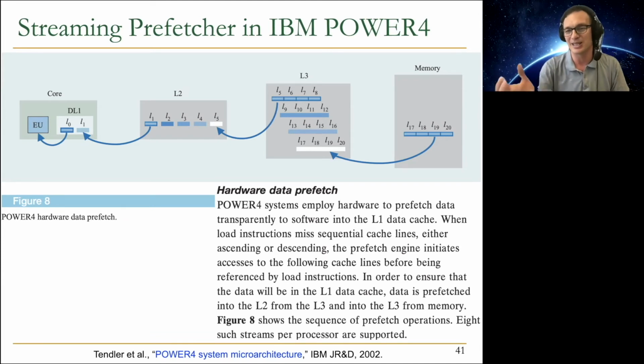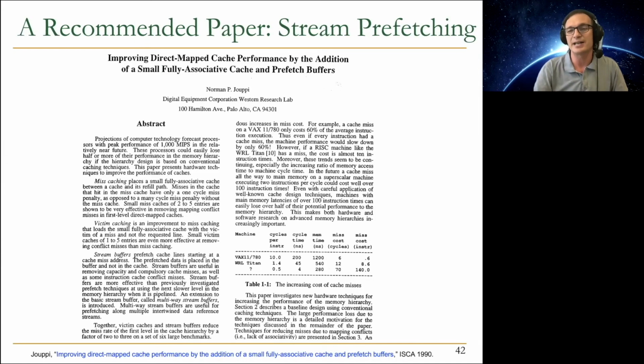And I'd recommend looking into this if you're interested. Existing Intel processors have even more sophisticated examples, but Power 4 is relatively old. Many existing processors actually have similar sophisticated prefetchers. And this is an early paper that actually introduced the idea of stream prefetching in a similar manner. And if you're interested, I would recommend looking into it. And I like this table from this paper.